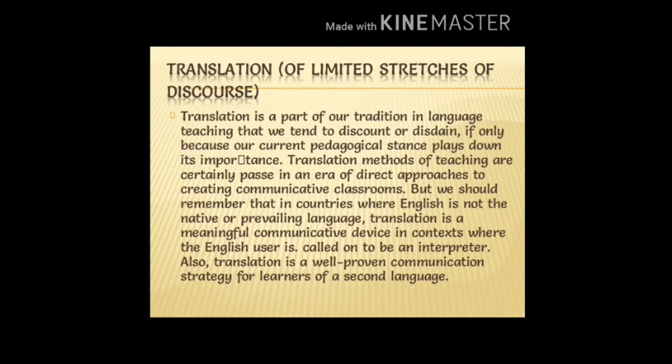Translation methods of teaching are centrally faced out in an era of direct approaches to creating a communicative classroom. But we should remember that in countries where English is not the native or free-flowing language, translation is a meaningful communicative device in contexts where the English user is called on to be an interpreter. Also, translation is a proper communication strategy for learners of a second language.